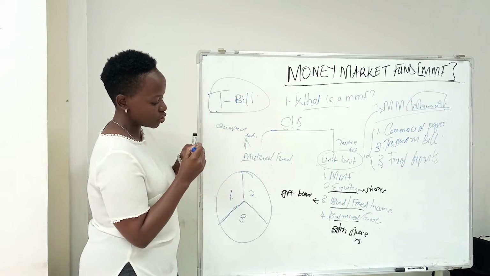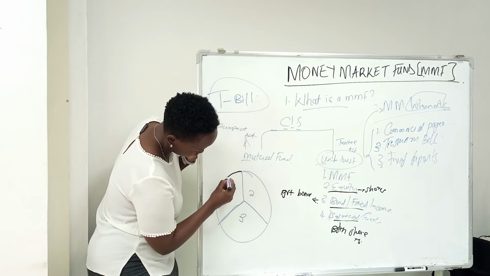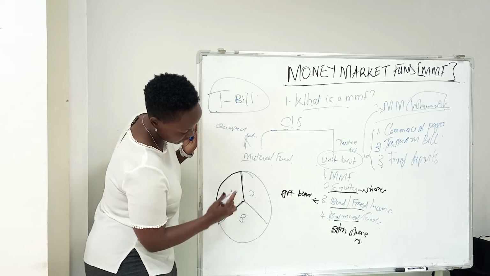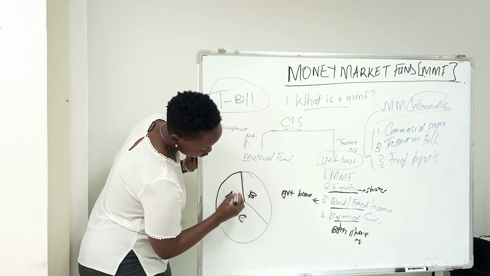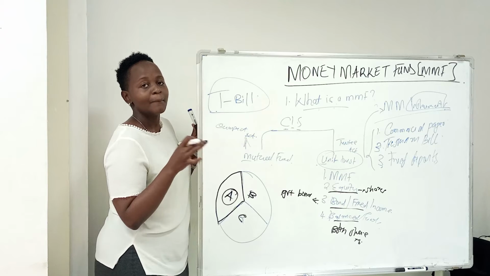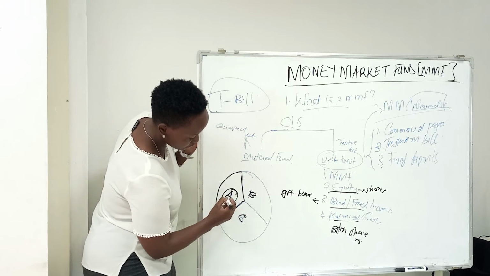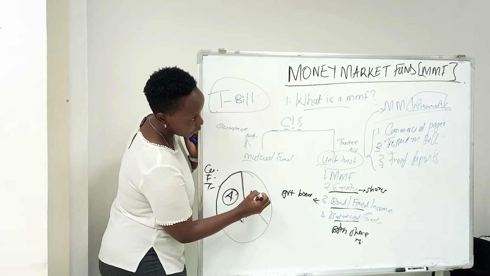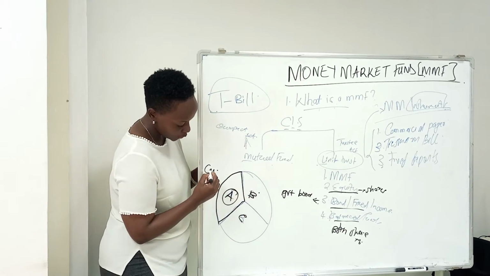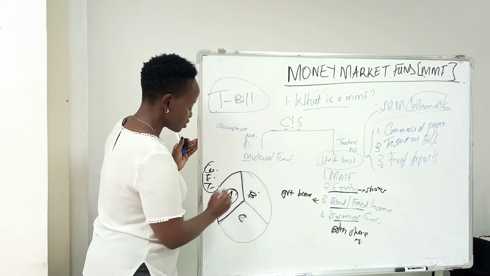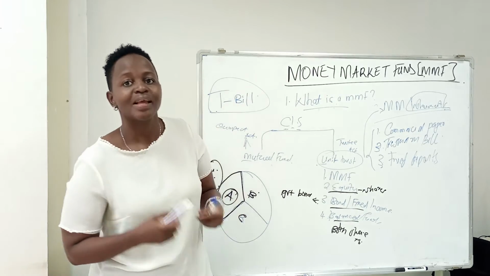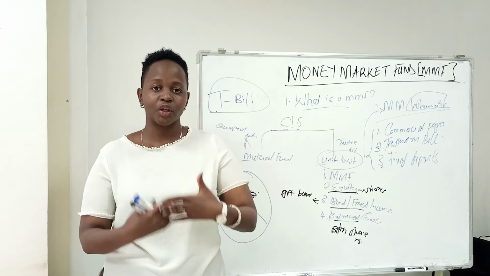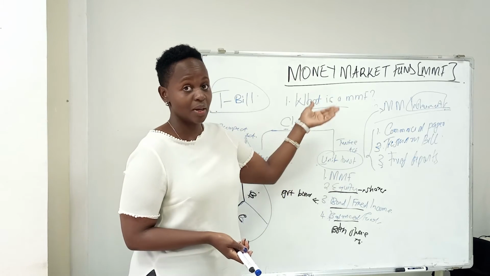If I take this first part, let me call them A, B, C. This A contains all the money market instruments. So part A will comprise the commercial paper, the fixed deposit, and the T-bill. And this B part is also comprised of the three parts. But remember, this is not fixed. Different companies have different instruments that they use to invest for their clients, people like you who want to invest in a money market fund.